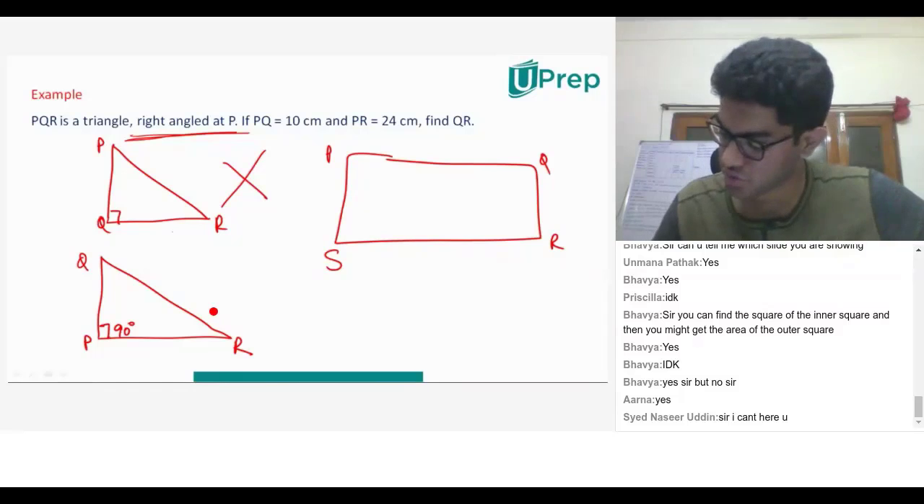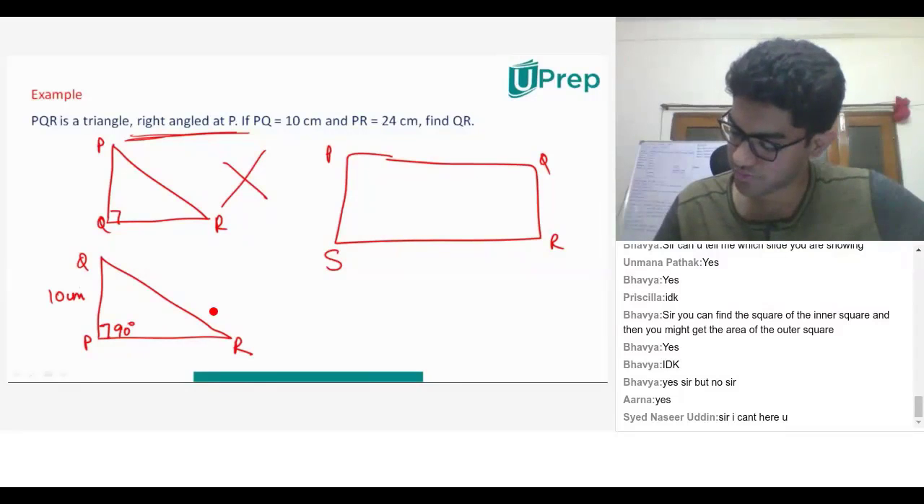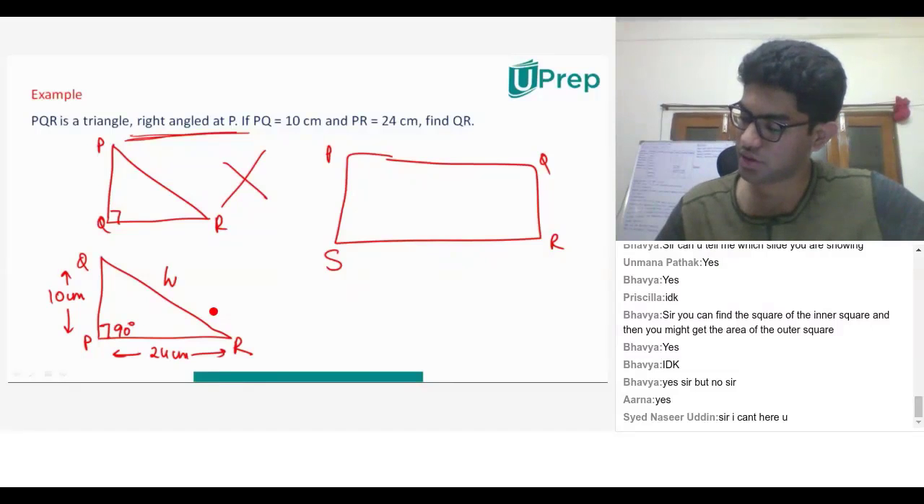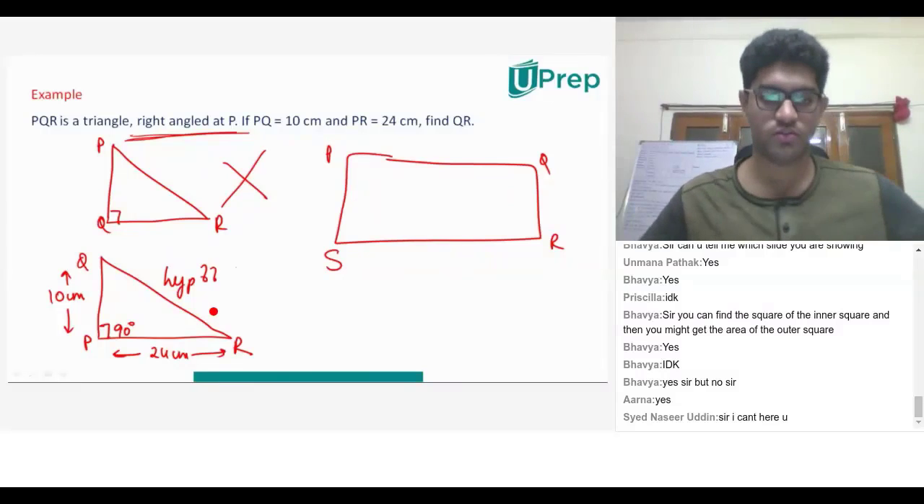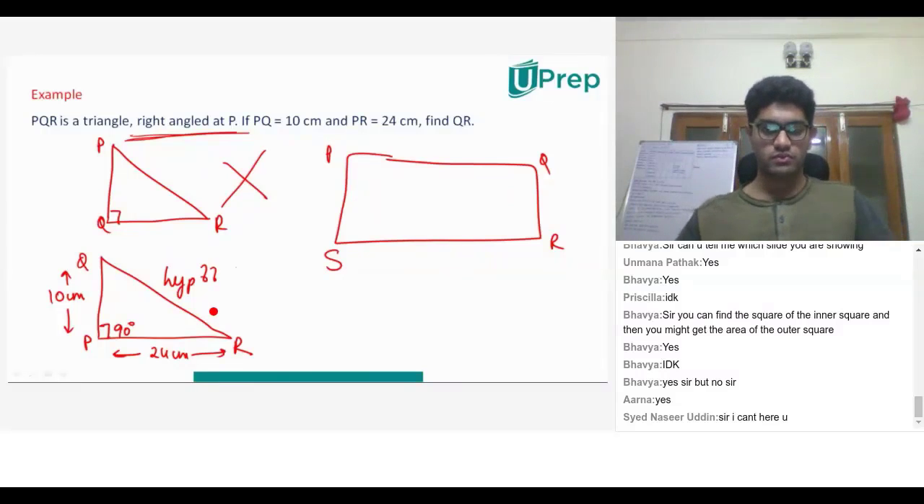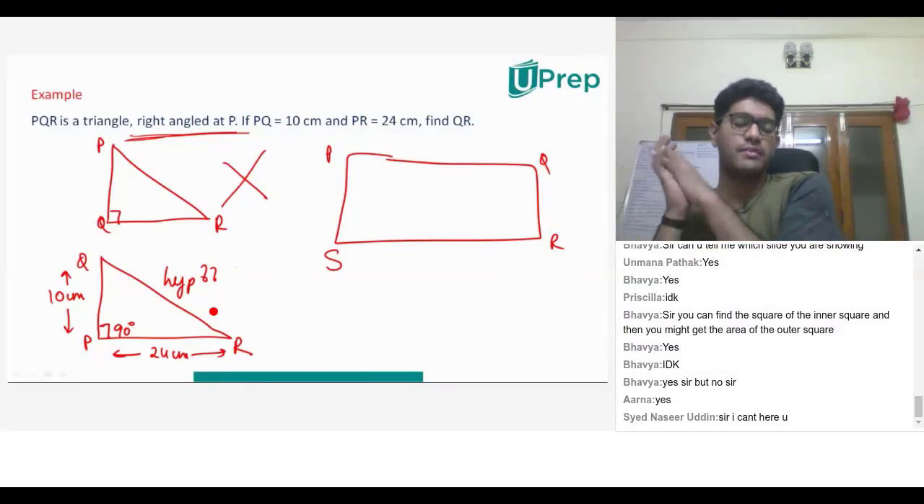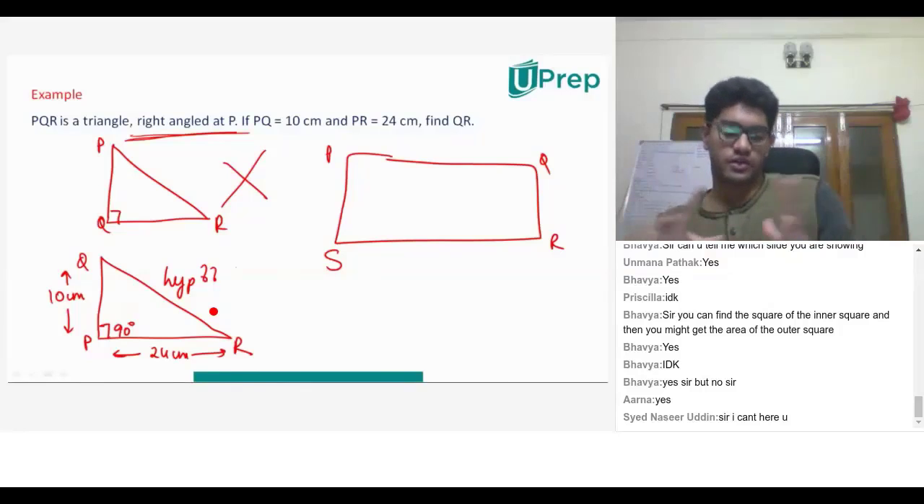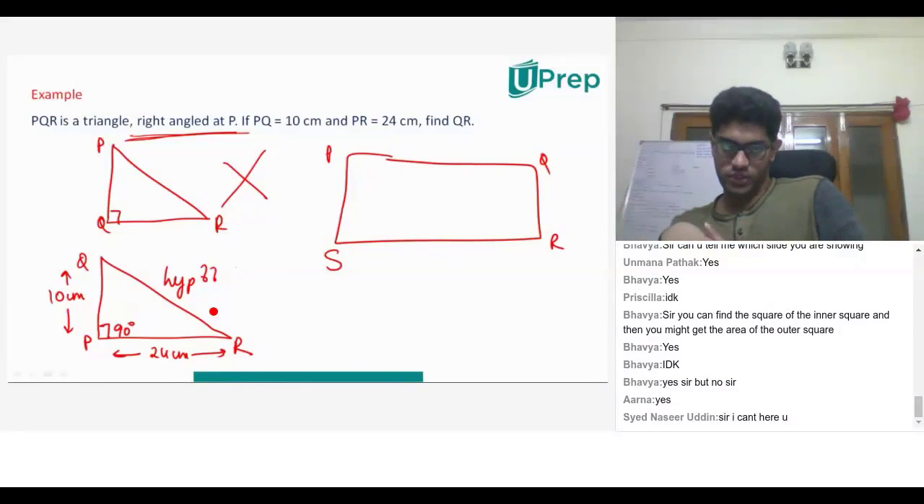He says PQ is 10 centimeters, PR is 24 centimeters. What is the hypotenuse? That is the question. But anyway, is it clear? No, you guys only give me the answer. I'm not going to give you the answer. I'm just making it clear for you. It's very important to read the question very carefully.